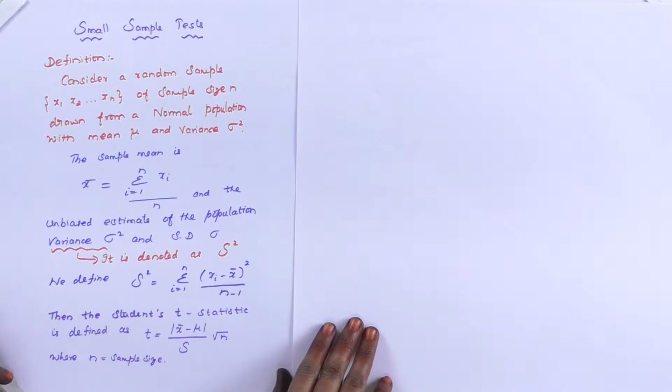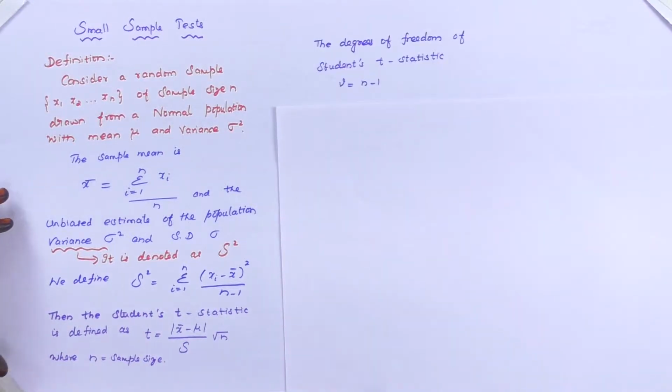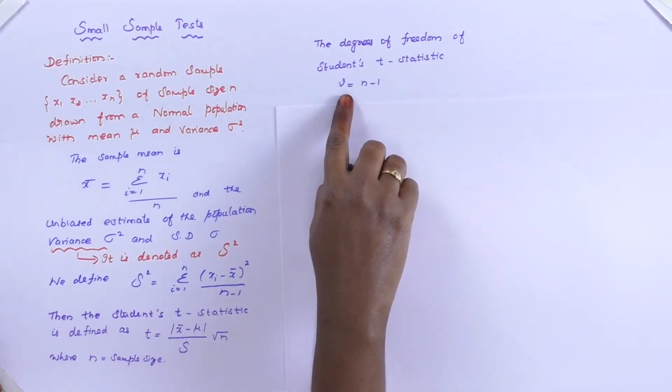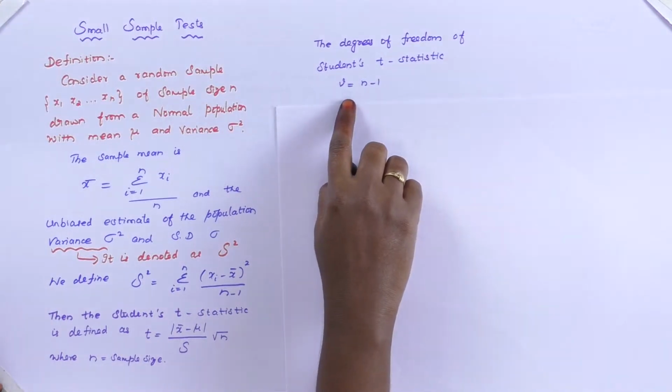For solving small sampling problems, we need to calculate the degrees of freedom. It depends upon the test that is varying. The degrees of freedom for the student's t-test statistic is n minus 1. The degrees of freedom is denoted by the letter nu.